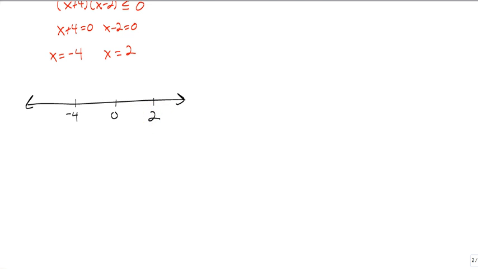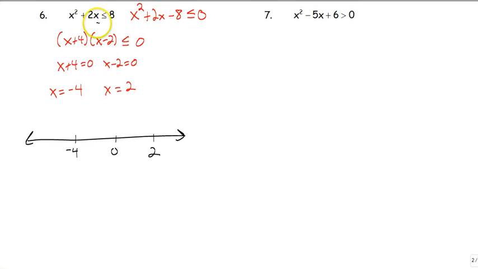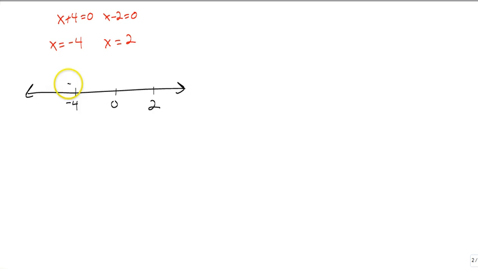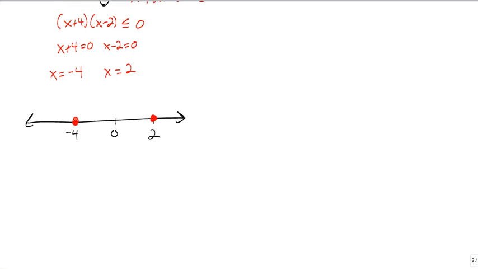Now, first thing you have to do is look at, can it equal it? We have equal to, so yes, it can. So we are going to have dots that are filled in on our number line. And now we just have to decide where is the rest of this happening. So we have to do test sections. So think of this as we're testing each section where the zeros are.